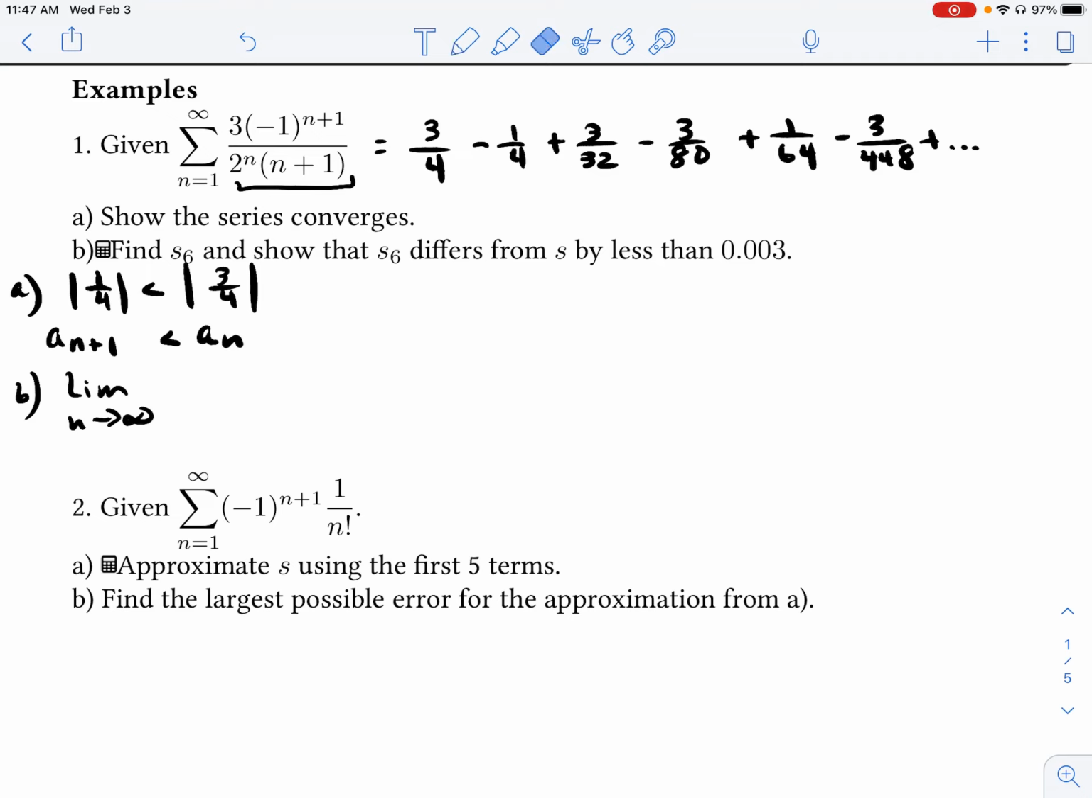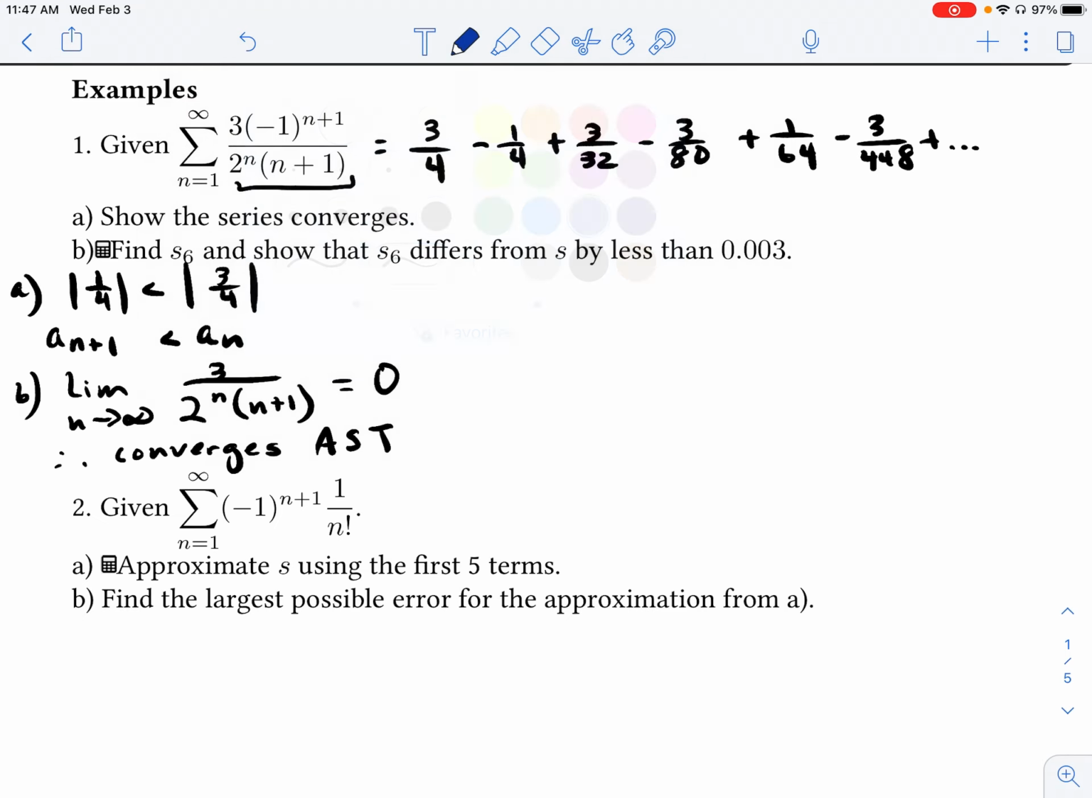Next, I'm going to show that the limit of a sub n as n approaches infinity, and actually let's write it out, this is 3 over 2 to the n times n plus 1. Well, our numerator here is bounded. It's a finite value, just a constant, but we're dividing by a denominator that's going to approach infinity, which means this limit is equal to 0. Therefore, we can say that this series converges by the alternating series test. Okay, so part A is done there.